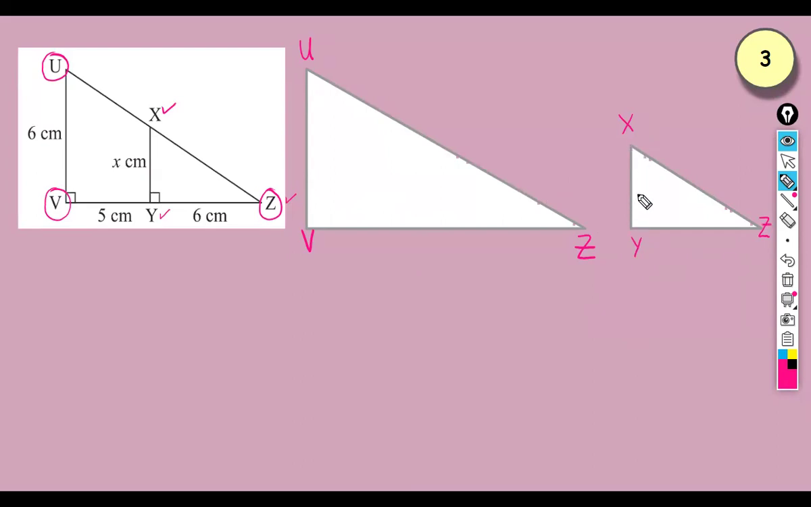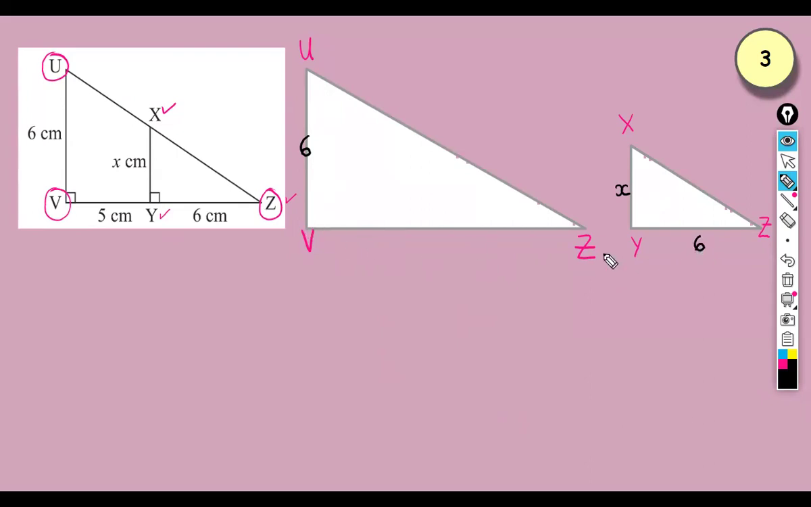From X to Y is X centimeters, right? So just forgive me, I'm not going to write the centimeters. It kind of clutters the diagram, right? From U to V is 6 centimeters. I'll put in a 6 there. Look at that. That's this 6 there. From Y to Z is another 6.